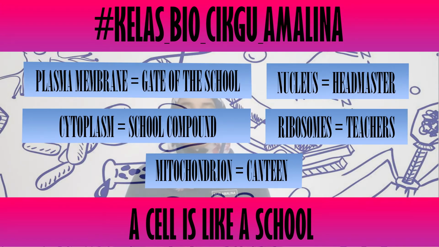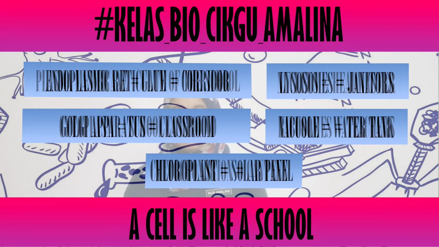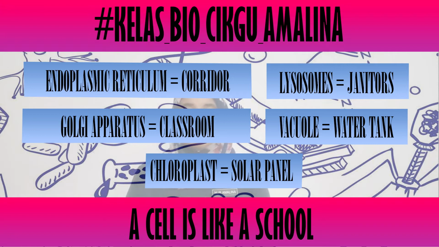Plasma membrane is similar to the gate. Cytoplasm is similar to the school compound. Nucleus is similar to the headmaster. Ribosomes are similar to the teachers. Mitochondrion is similar to the canteen. Endoplasmic reticulum is similar to the corridors. Golgi apparatus is similar to the classroom. Lysosomes are like the janitors. Chloroplast can be compared to the solar panel, and large central vacuole in a plant cell is similar to the water tank.